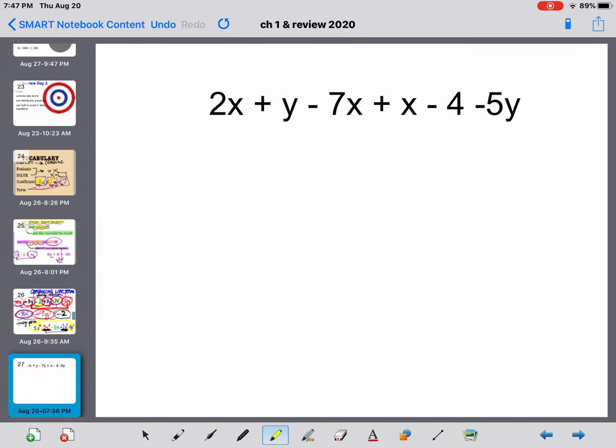So let's see how this works out. I have a Y here and a Y here. I have X here and here and here. And then I have a plain number here.